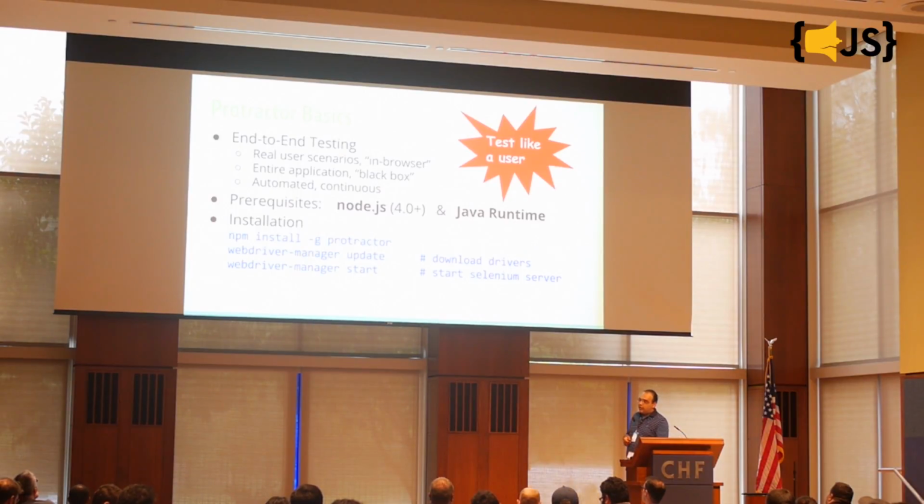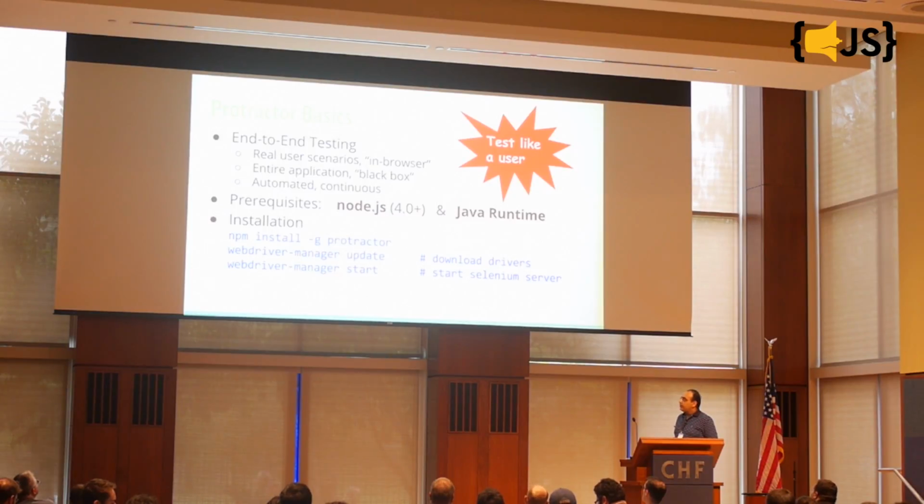To install Protractor, all you need to do is install Node.js and you need a Java runtime. You need Java because Protractor is actually based on Selenium, and Selenium is a Java program. Once you have installed Node.js, you can use the Node package manager to install Protractor. This will install Protractor as well as a bare bones version of Selenium that's compatible with your environment. Then you can use the WebDriver manager update to upgrade your version of Selenium to the most recent compatible version. It also downloads the Chrome driver.